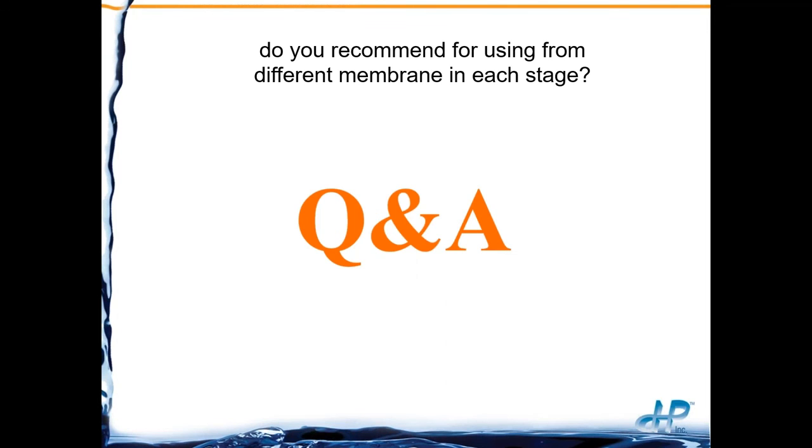Next question is, do you recommend using a different membrane in each stage? We can do this. We usually call these a hybrid RO system, and what we're trying to do is balance out the flux rate by using different model elements, usually from the same manufacturer. I really don't recommend changing from manufacturer to manufacturer from one stage to the other, but you can do different models, like I say, trying to balance out the water flux rate of the RO system. It's a good way to balance it out so you have a more consistent flux rate in the RO.